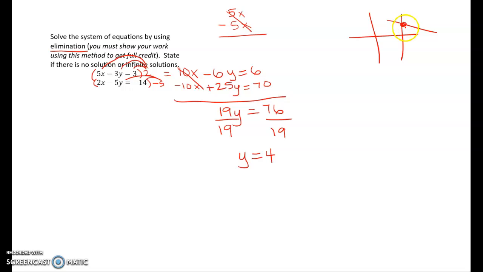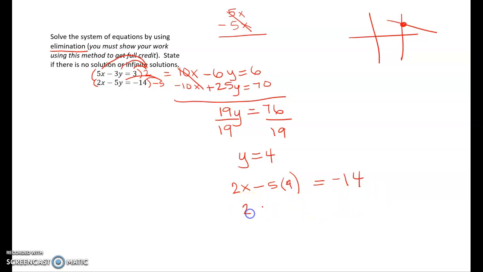So we have one of them, but again, remember, we're looking for the place two lines cross. So this is an ordered pair. We need the x-coordinate and the y-coordinate. So what we're going to do is substitute this y into either equation and solve for x. So let's do 2x minus 5y, or 5 times 4, equals negative 14. 2x minus 5y, yep.